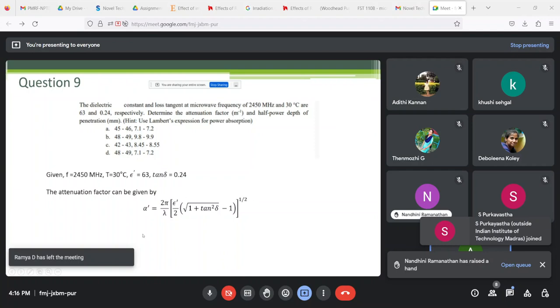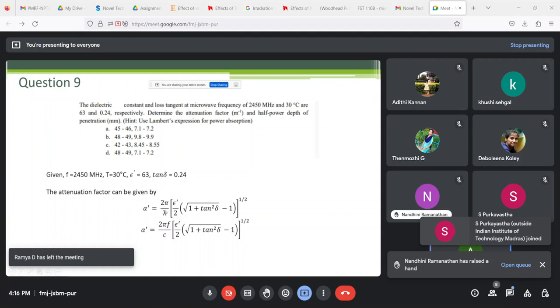So this formula, I'm not very sure if it is discussed in the video lectures, but this was a part of your previous year assignments. So you have your epsilon dash, you have tan delta. We need to find the wavelength. So you have the frequency here. So from the frequency, you can find out what is the wavelength.